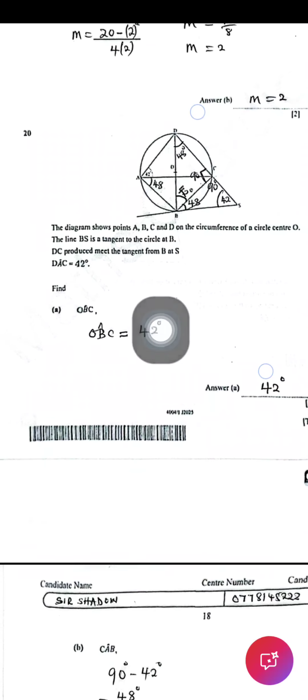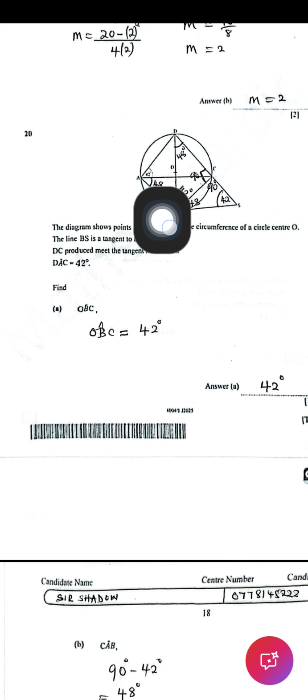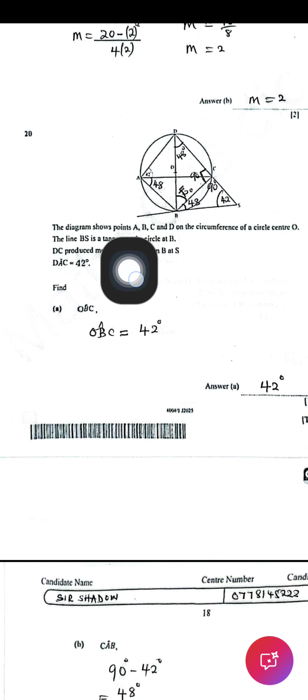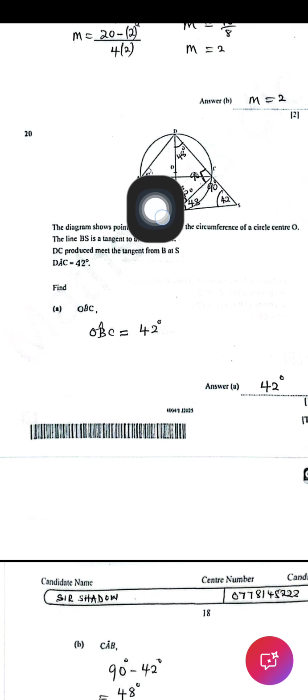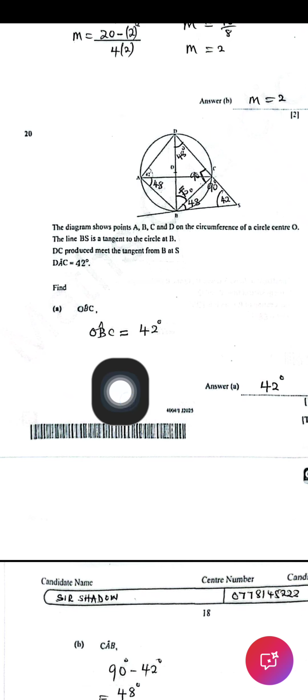So let's complete the diagram. We are given 42 right here. But note that there is a law which says that once we have 42 right here, this one is also 42.